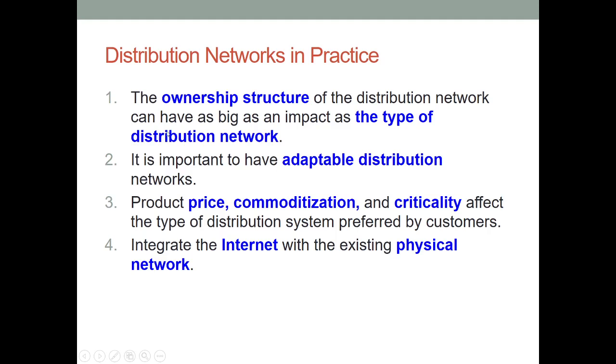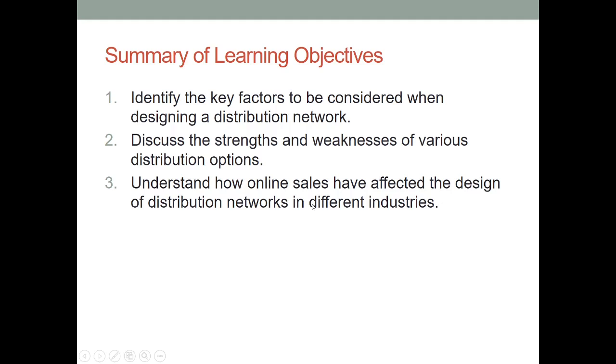Okay, so this is the end of the topics. As a conclusion, the ownership structure of the distribution network has a big impact on the type of distribution network. So it is important to have an adaptable distribution network, and product price commoditization critically affects the type of distribution system. Integrate the internet with the existing physical network, for the online and non-online distribution network.